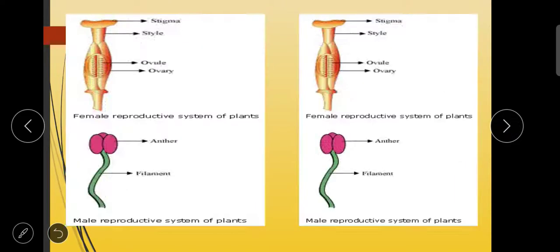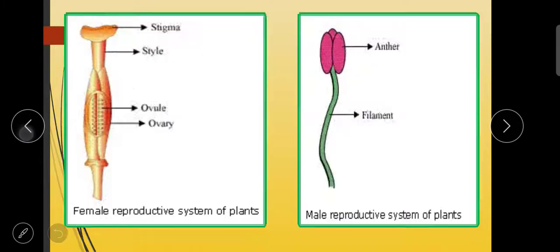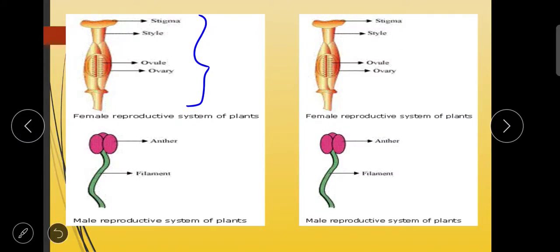Out of these parts, the pistil, which contains stigma, style, ovary and ovule, is called the female reproductive system of plants. And the stamen, which contains anther and filament, is called the male reproductive system of the plant. In the female reproductive system, the formation of the zygote takes place. And this male reproductive part gives us the pollen, which will be transferred from one plant to another.